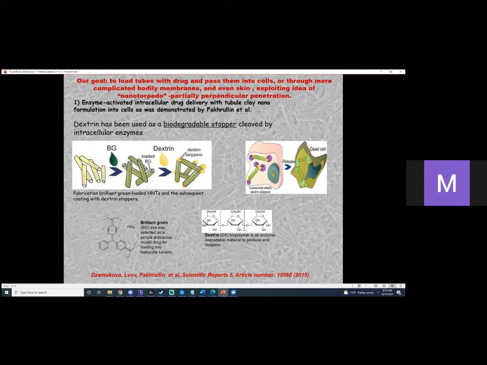So one thing I do want to say is that Dr. Lvov was the first to show how halloysite could enter the cells, but Dr. Fakhrullin was the first to display that with drugs loaded inside the halloysite.